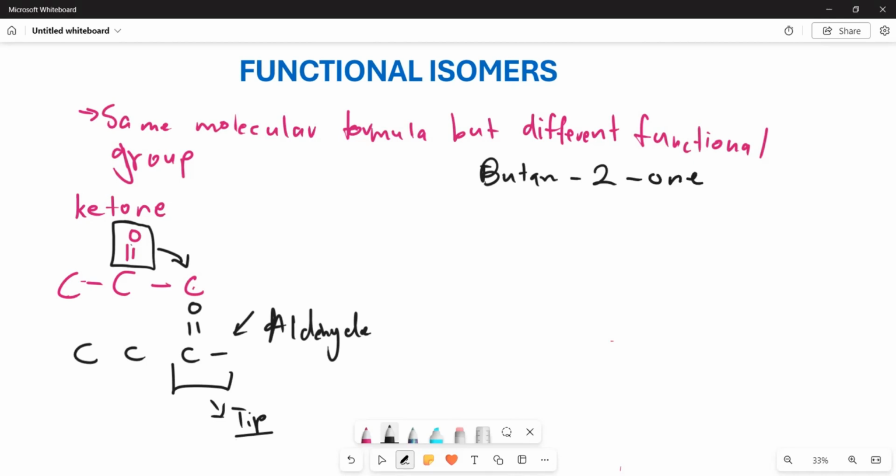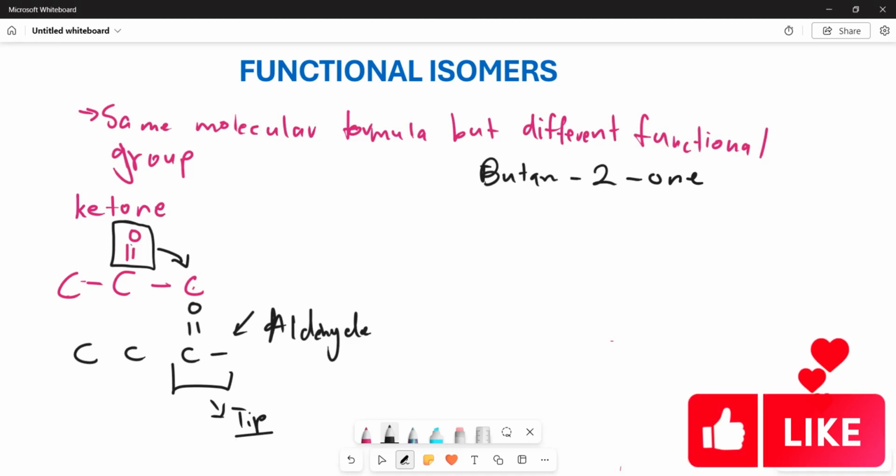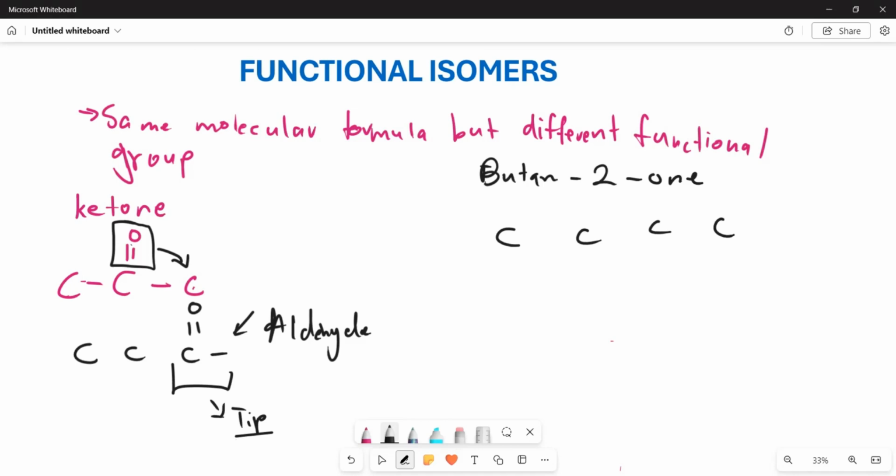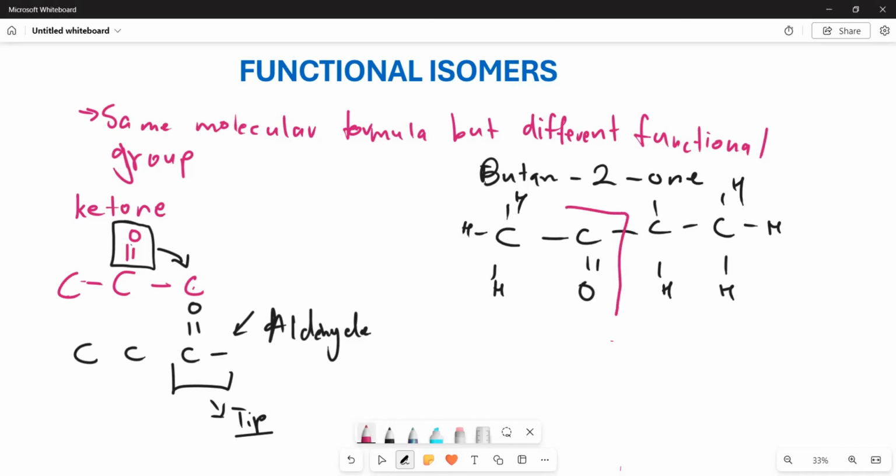Now from here, let's start by drawing the structure. This is going to be the structure, whereby your double bonded oxygen is found here, in the second carbon, so this is going to be your hydrogen. Now let's say we are moving this particular double bonded oxygen. Remember we said functional isomers are going to be different in terms of functional group.